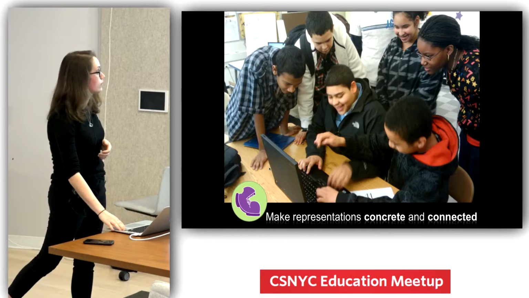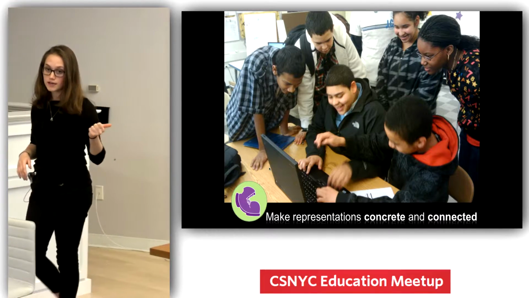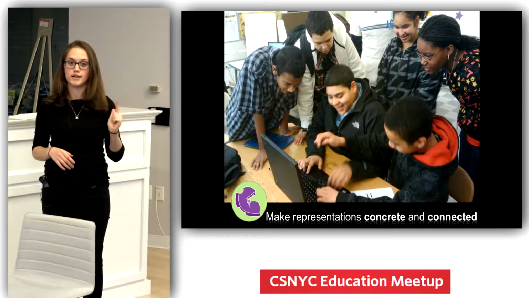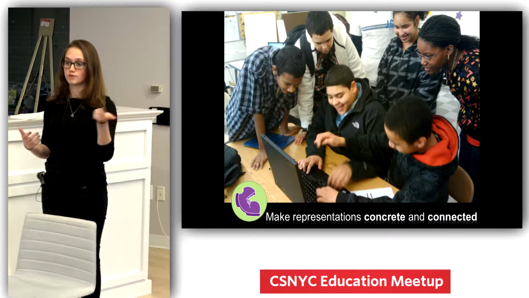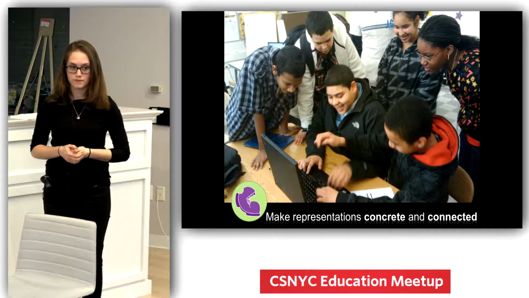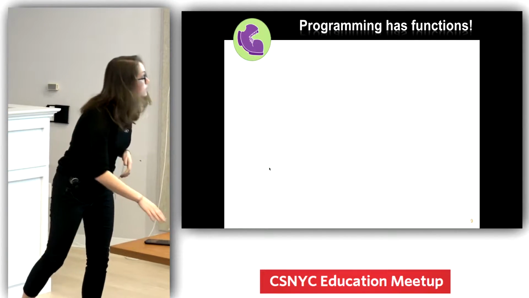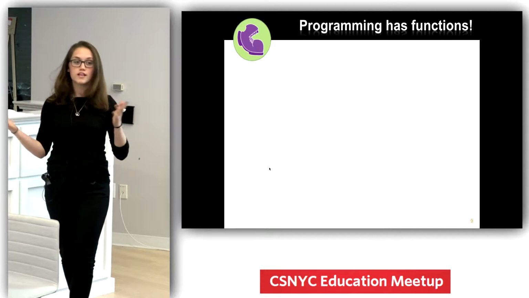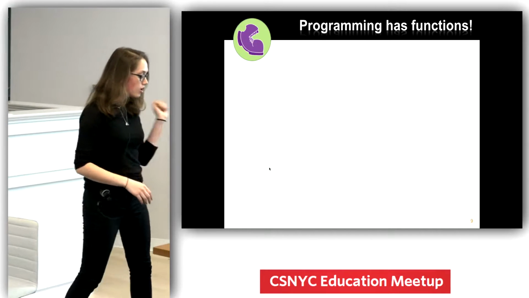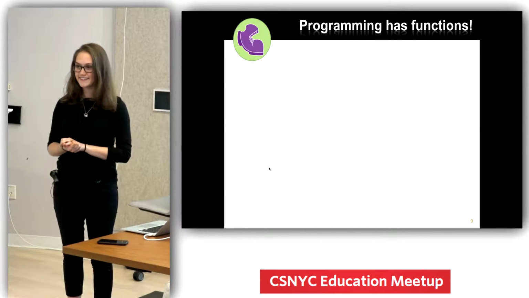So, our goal at Bootstrap is to make these representations of functions concrete and to make them interconnected so that students understand what they're looking at when they look at these different representations of functions. So far, so good? Great. Well, turns out programming has functions, right? And so for 20, 30 years now, people have been saying, I'm just going to teach programming and my students are going to learn math. And that's worked out really well, right?